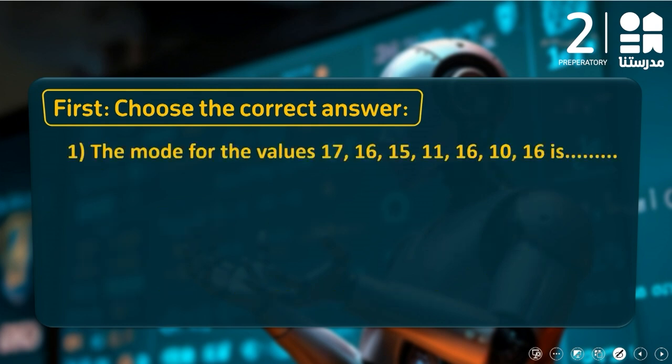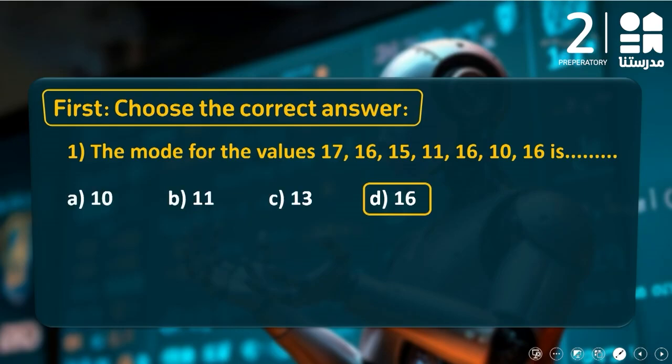The mode for the values 17, 16, 15, 11, 16, 10, and 16. What is the mode? The mode is the most common value in these values. Here 16 is repeated 3 times, so the mode equals 16.